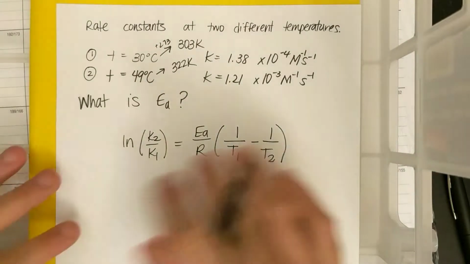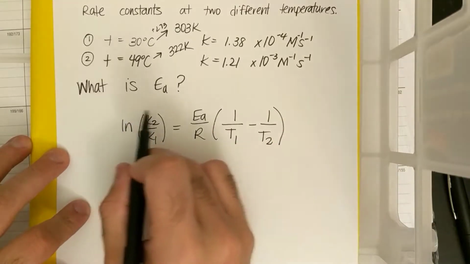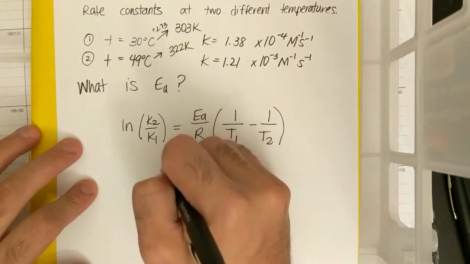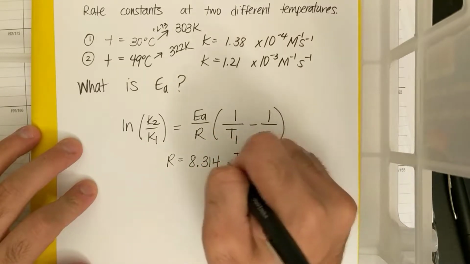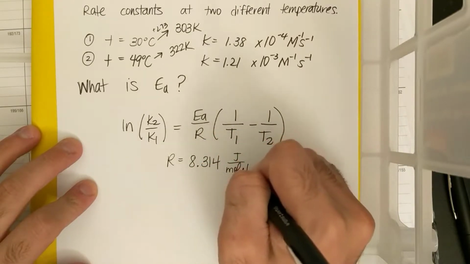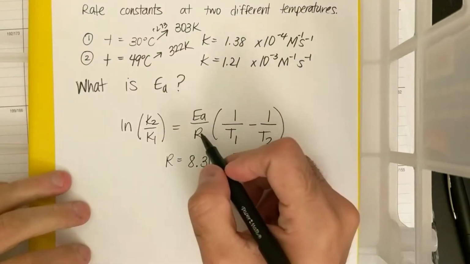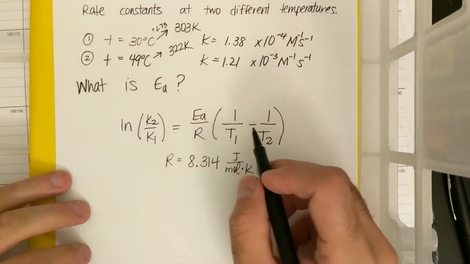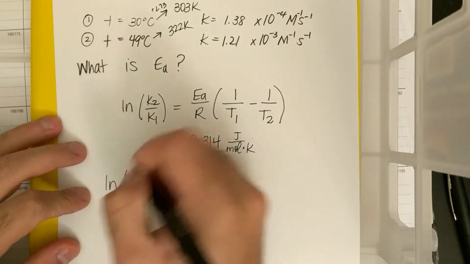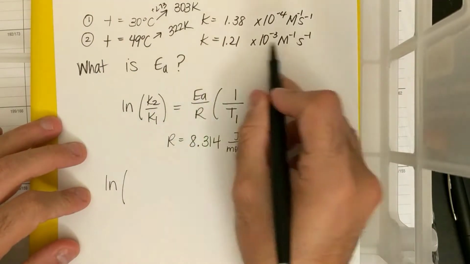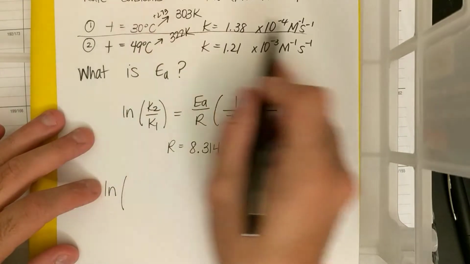Okay, and so now I'm going to plug these numbers into this equation and solve for the activation energy. Side note, R is equal to 8.314 joules per mole Kelvin. So that's the value of R that's going to go here. The only unknown in this equation is EA. So if I start plugging in these numbers, natural log of K2, remember, I established my second one is 2, and my first one is 1 here.